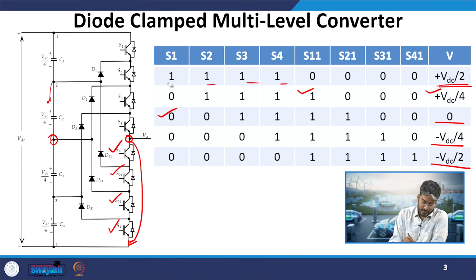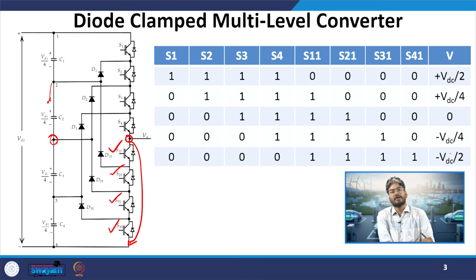We have 4 complementary pairs of devices in a 5 level converter. If I have a 7 level converter, then I will have 6 complementary pairs of devices, and so on. Here, the maximum voltage which can be generated by this converter is plus VDC by 2, and we have 5 different steps, that is plus and minus VDC by 2, plus and minus VDC by 4, and 0. That is why we call this a 5 level diode clamp circuit.